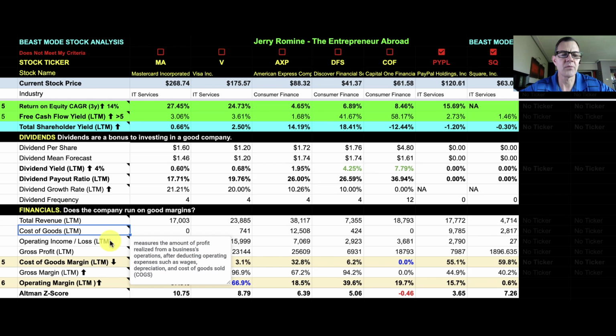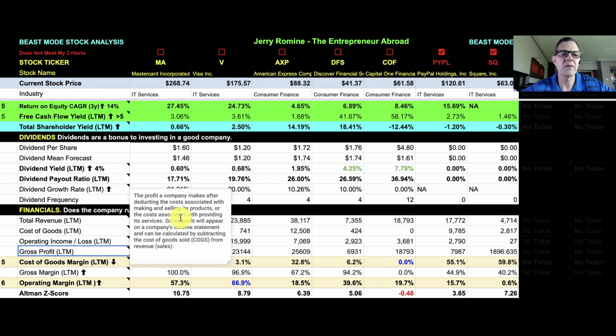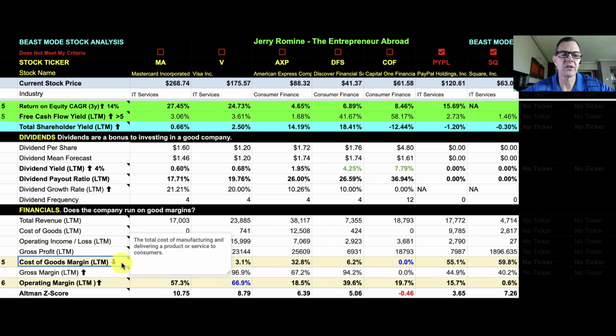Operating income or operating loss measures the amount of profit realized from a business's operations after deducting operating expenses such as wages, depreciation, and cost of goods sold. Gross profit is the profit a company makes after deducting the costs associated with making and selling its products or the costs associated with providing its services. Gross profit will appear on a company's income statement and can be calculated by subtracting the cost of goods sold from the revenue.